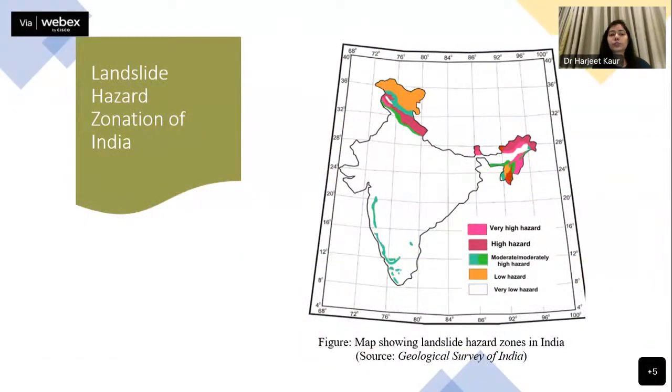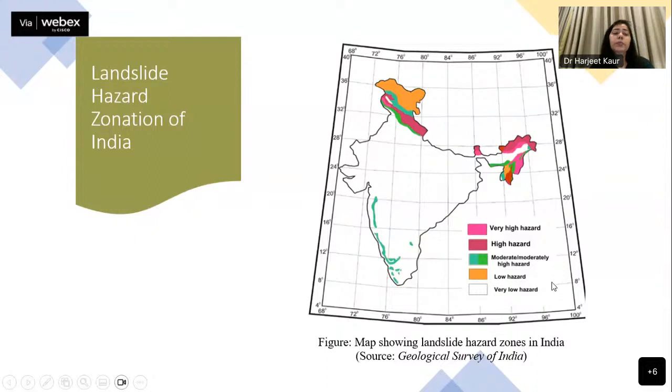So moving to landslide hazard, you can see this is the landslide hazard zone map of our country, prepared by the GSI, Geological Survey of India. Here you can get an idea of how they have divided our country through landslide hazard zonation. The very high hazard zone is represented by the pink color, and then high hazard. The cyan and green colors, in the southern part of our country, fall under moderate and moderately high hazard, and the northern Himalayas fall under the low hazard.